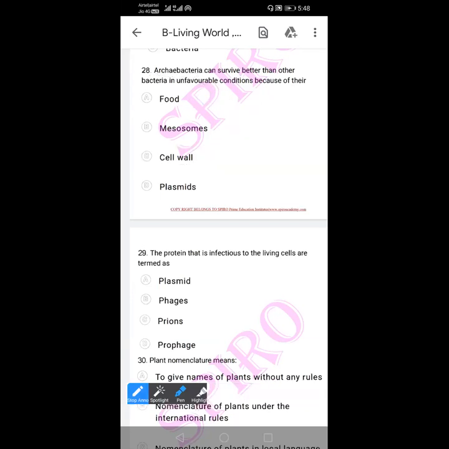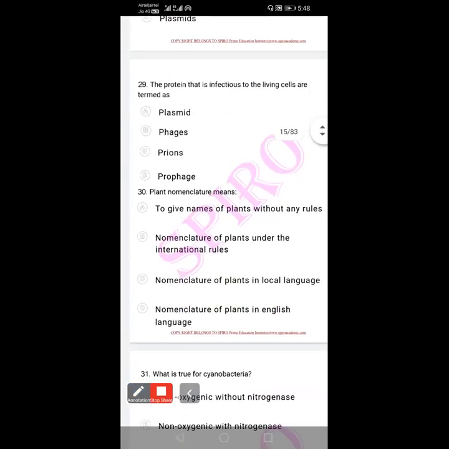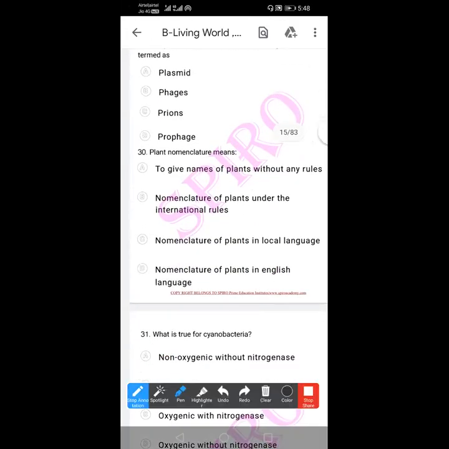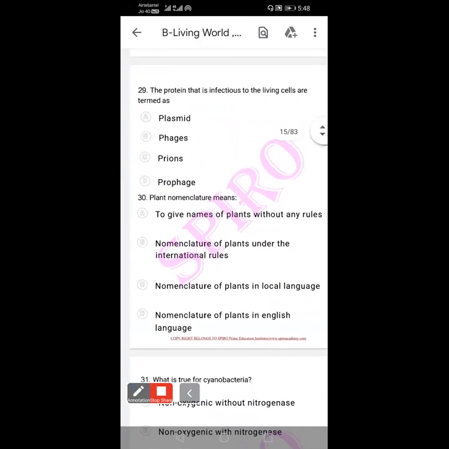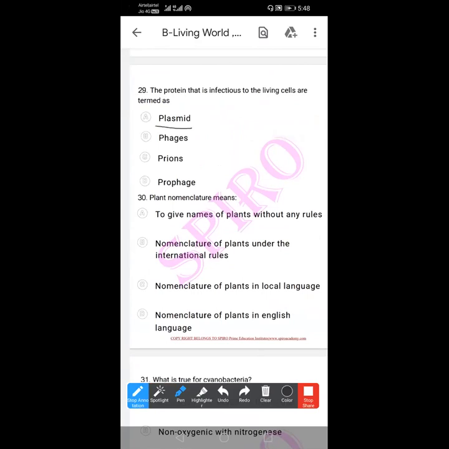So the next question, dear students, question number 29. The protein that is infectious to the living cells is termed as: plasmid, no, it is a double stranded circular DNA; phages, no; prions, yes; and prophage, no. So the correct option here is option C, prions.